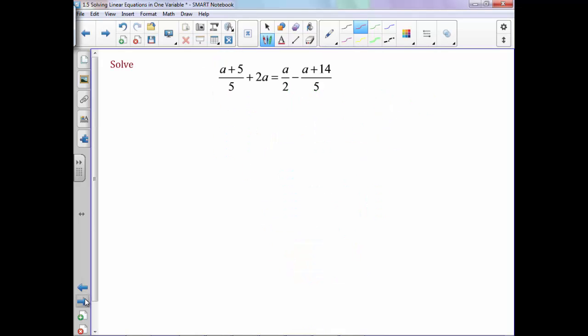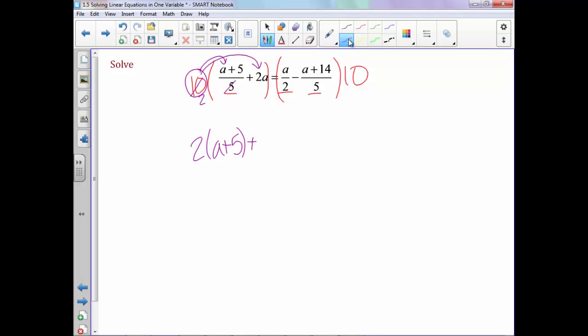On this one, it's the same idea. If we were to find a common denominator, what would it be? Well, in our case, it'd be 10, because we have a 5 here, and a 2 here, and a 5 here. So multiply everything by 10. On our right side, at first, this 5 is going to cancel and leave us a 2, so we'll have 2 times a plus 5. But that was only when the 10 went to this one. We still have to multiply this 10 by the 2a, so we'll have plus 20a.